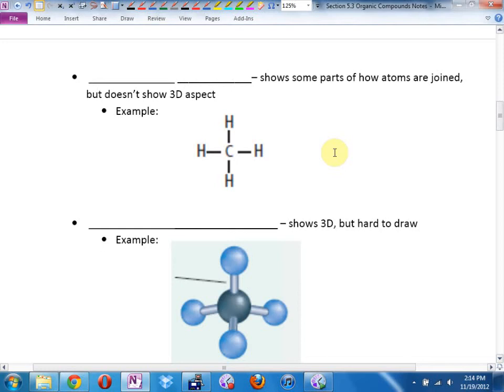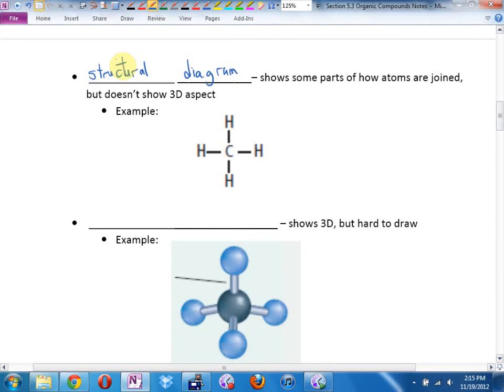There's a second way that we can show these, and these ones I find kind of the clearest. This is what's called a structural diagram. Structural diagram.